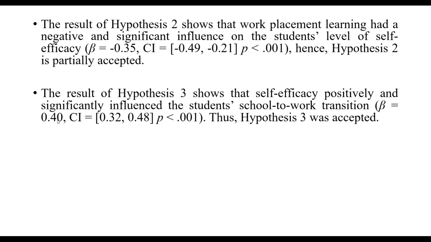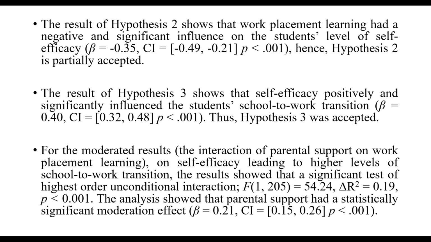If you look at the analysis, you will notice that it is 0.399 in the ProcessMacro result, and this is the result of the confidence interval. CI is the confidence interval, bracket open and close, and then the result of the p-value. Thus, hypothesis 3 was accepted. So this is how you keep on writing out the result of your analysis before you go into discussing the meaning we might make of this finding.